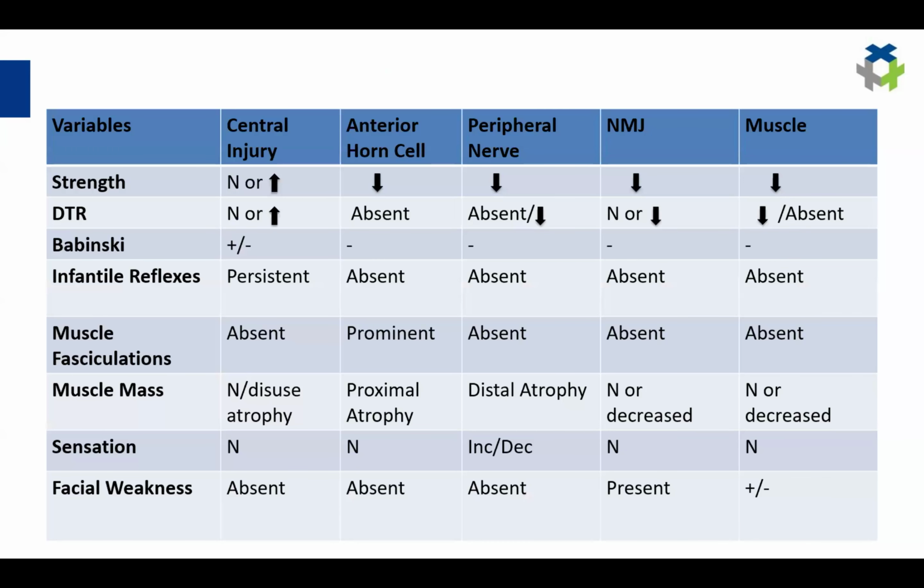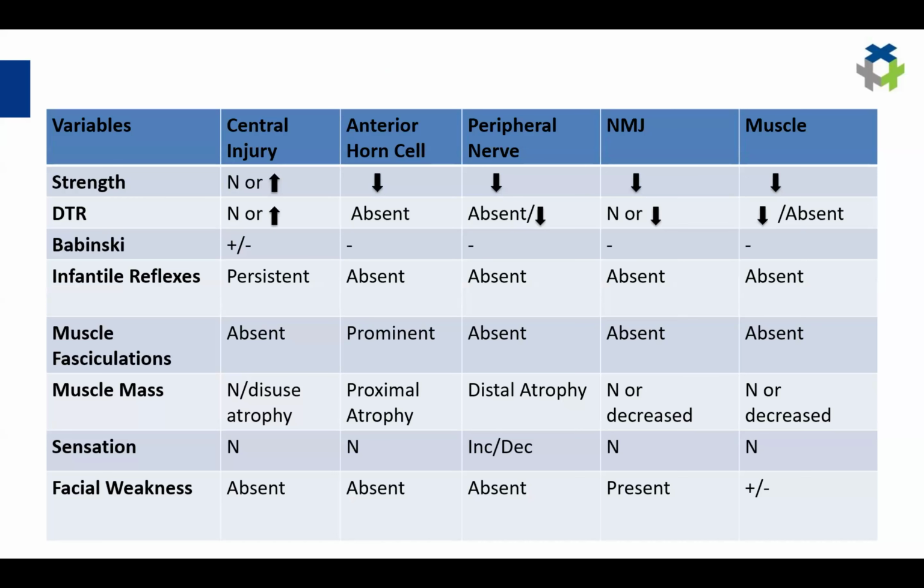So based upon the level of the lesion, the clinical presentation varies. Usually in central injury cases, the strength is normal or increased, and below the level of the anterior horn cell, in peripheral nerve, NMJ, and muscle, strength will be decreased. Deep tendon reflexes will be normal or increased in case of central causes. In anterior horn cell disease, it is absent. In peripheral nerve also, it is absent or decreased. In NMJ, it can be normal or decreased. In muscle, it will be decreased or absent.